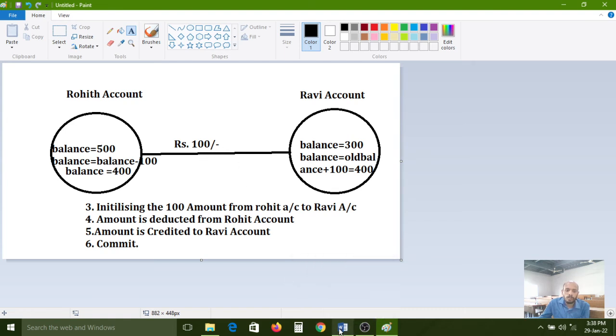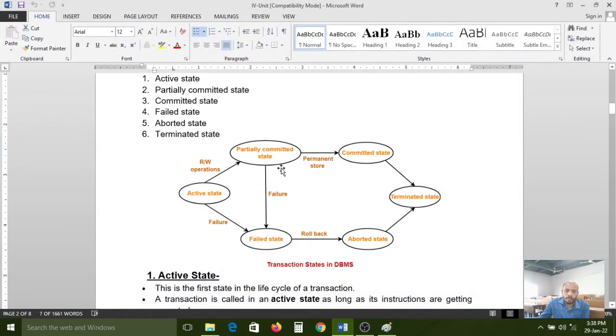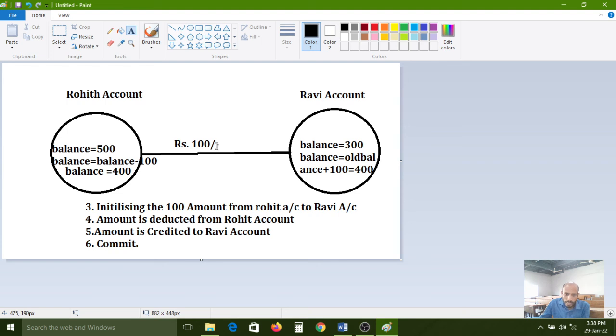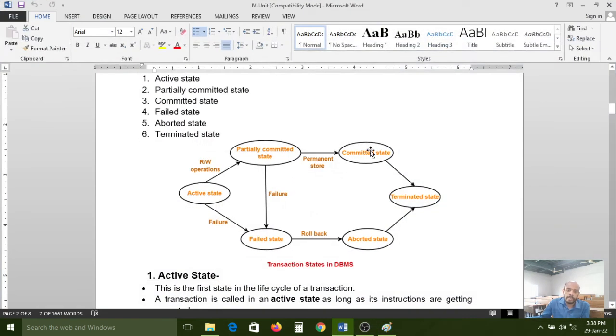When he enters the right password, then the OTP, nothing but the OTPs you get now while doing internet banking. You will get the OTP to confirm the transaction. So when you enter that OTP to confirm the transaction, the transaction will move to the permanent state, nothing but the committed state. Because it is committed, the transaction has completed successfully, then it goes to the terminated state.